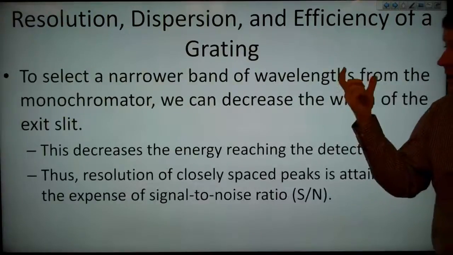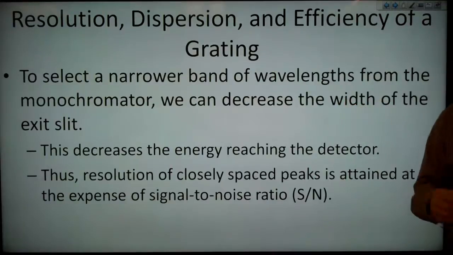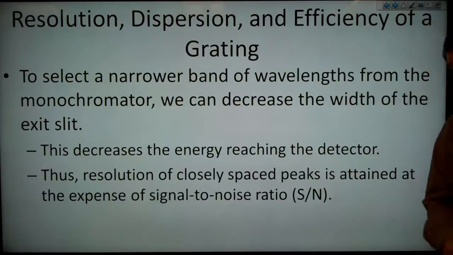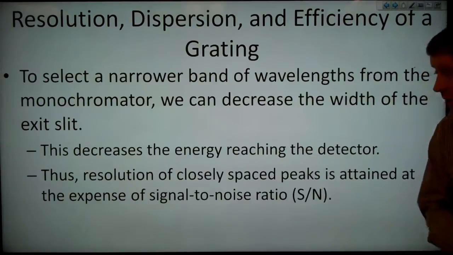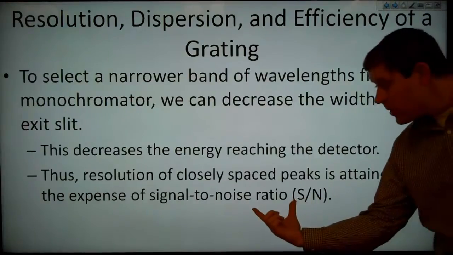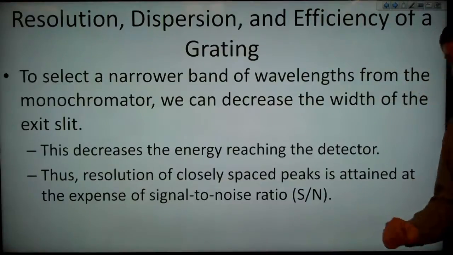And in order to select a narrower band of wavelengths from our monochromator, we can decrease the width of the exit slit. But this decreases the energy reaching our detector, and this means that the resolution of our closely spaced peaks is attained only at the expense of signal-to-noise ratio. We're going to abbreviate signal-to-noise ratio as S/N, both capitalized.